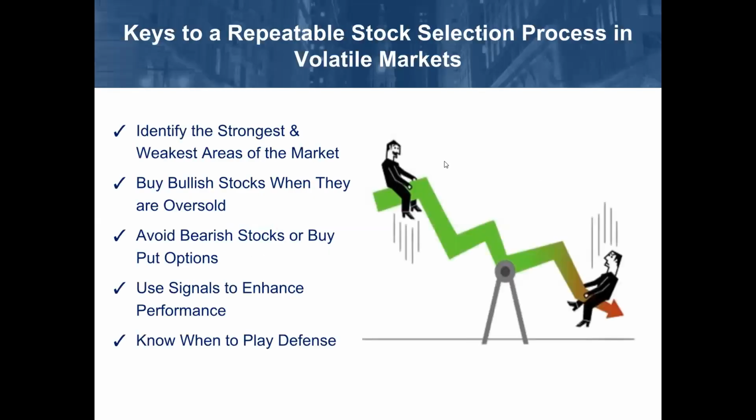And remember that flood of information? Opinions. So what I'm going to walk through now are the keys to a repeatable stock selection process for volatile markets, but really for all markets. And it starts with a top-down approach that I'm going to walk through. First thing we do is identify the strongest and weakest areas of the market. Then we buy bullish stocks within the strongest parts of the market when they become oversold.